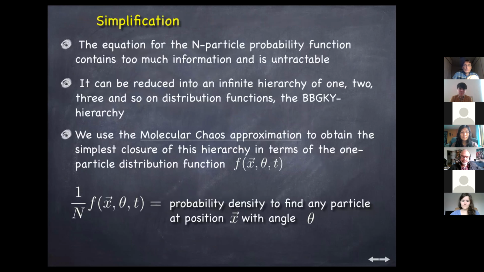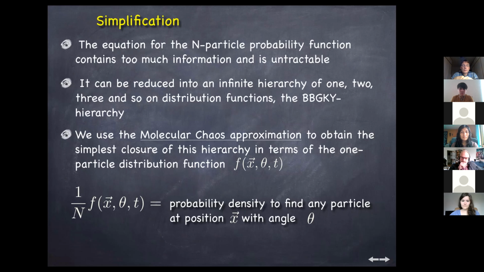The problem is that we now have an exact equation for the n-particle probability distribution, and that has just too much information and cannot be treated directly. And you have to reduce it. One way to do that is to reduce it to an infinite hierarchy of 1, 2, 3, and 4 particle distribution functions. That's called the BBGKY hierarchy. But we won't go into these sophisticated theories. We just take the first hierarchy equation and then use the so-called molecular chaos approximation to close that hierarchy.